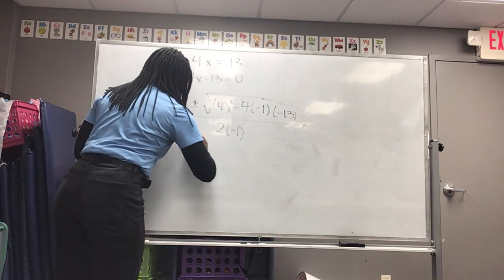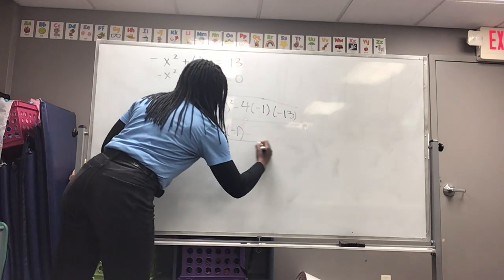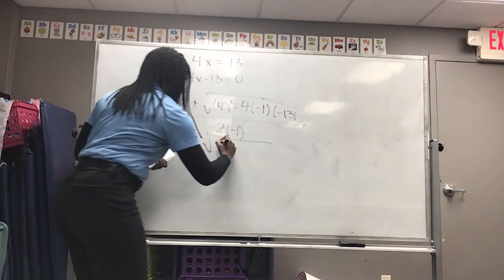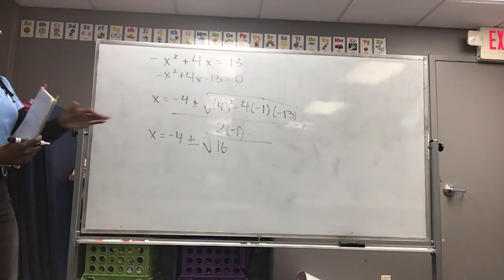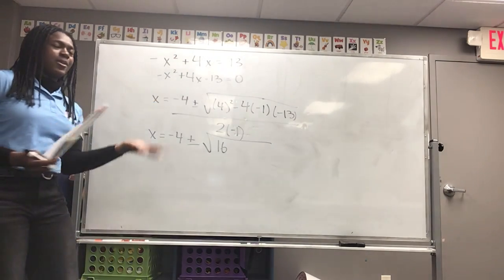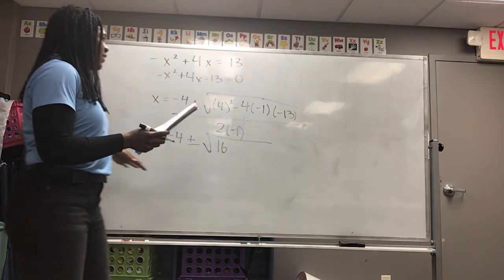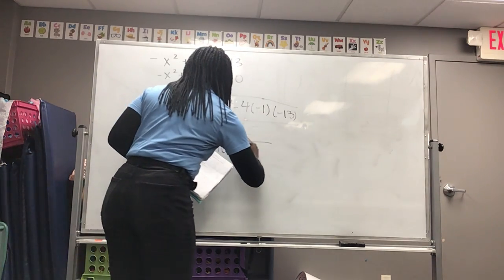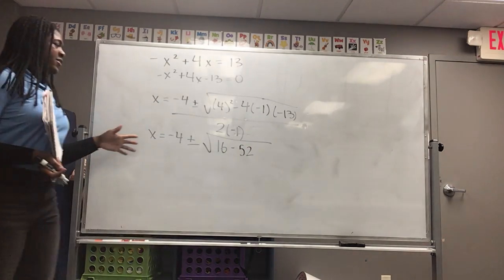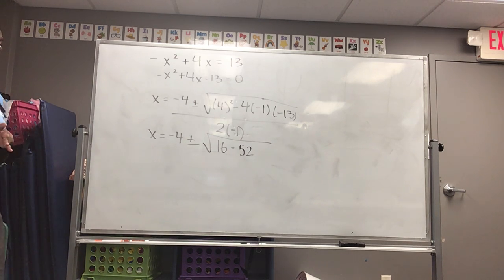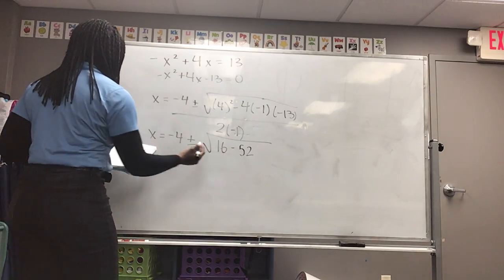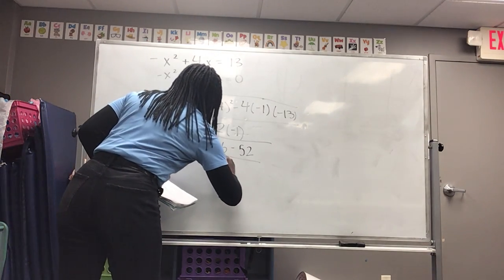Okay. So now I'm just going to simplify a little bit. So can't do anything with the negative 4 yet. Plus or minus the square root. Okay, so 4 squared is 16. And then we've got negative 4 times negative 1 is positive 4. Times negative 13 is 52. So now under my square root, I have 16 minus 52. So if I were to subtract those, I would get just under, and this is over negative 2.